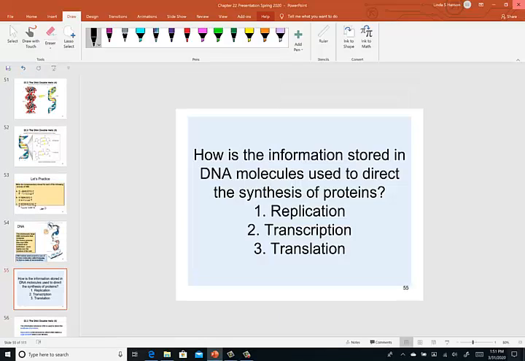So our question is, how is this information stored in DNA molecules, and how do we use it to direct the synthesis of proteins? I'm going to pause and let us digest that and come back in the next lesson.